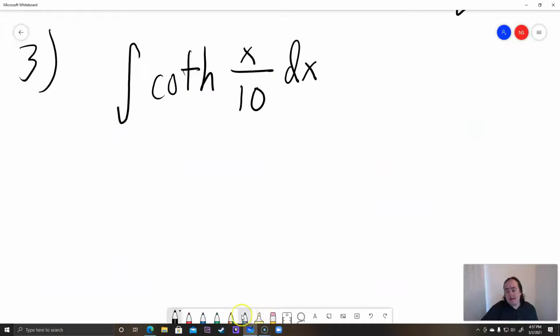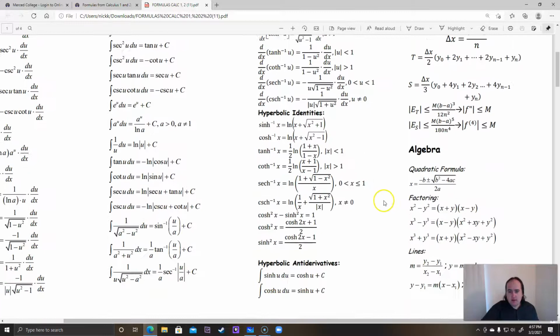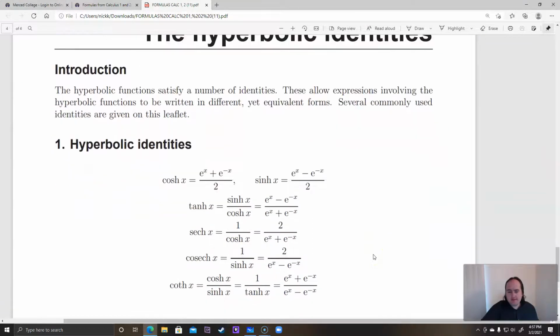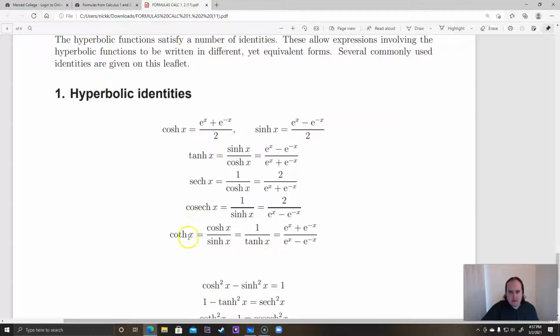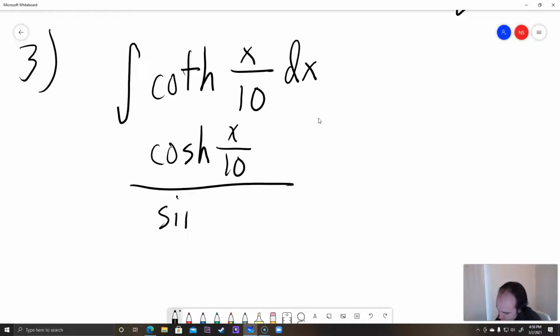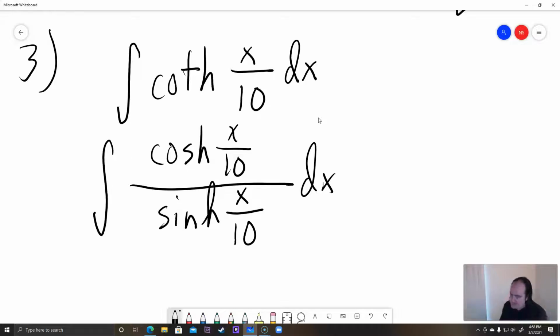So remember that we have identities involving hyperbolic functions. And the hyperbolic identities I wanted to show you are actually on the last page of our formula sheet. I talked about these in an earlier video. But the one we want to use here is coth of x, which is actually equal to cosh of x over sinh of x. This is the one that we're going to be using here, and you'll see why in just a second. So coth of x over 10 is going to be cosh of x over 10 over sinh of x over 10, and we're integrating this dx.